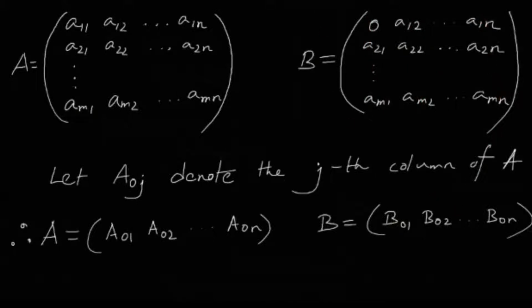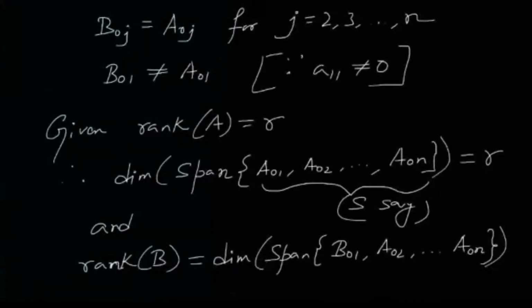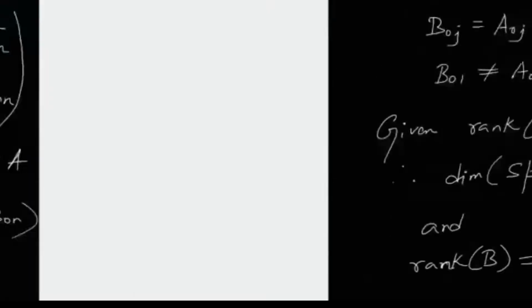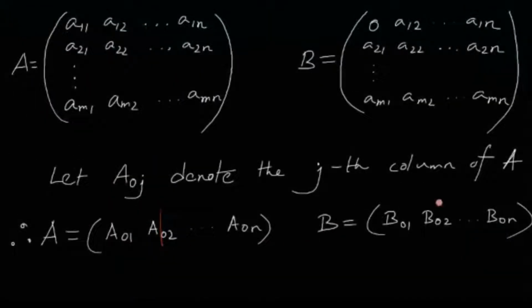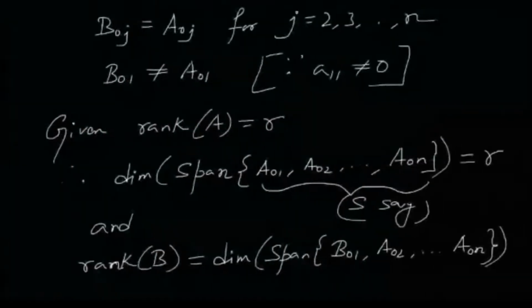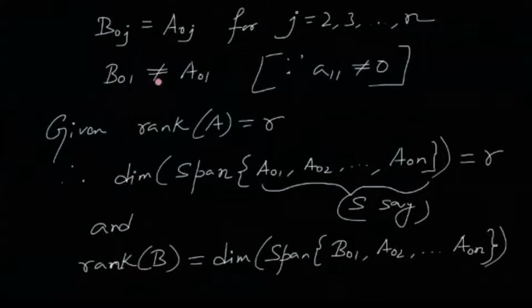Now, it's clearly easy to see that B0j is equal to A0j for j equals 2, 3 up to n. That means A02 is the same as B02, A03 is the same as B03, and so on, A0n is the same as B0n. Why? Because B differs from A just by this part. So A01 and B01 are the only different vectors here. Otherwise, they're the same. So B01 is not equal to A01.